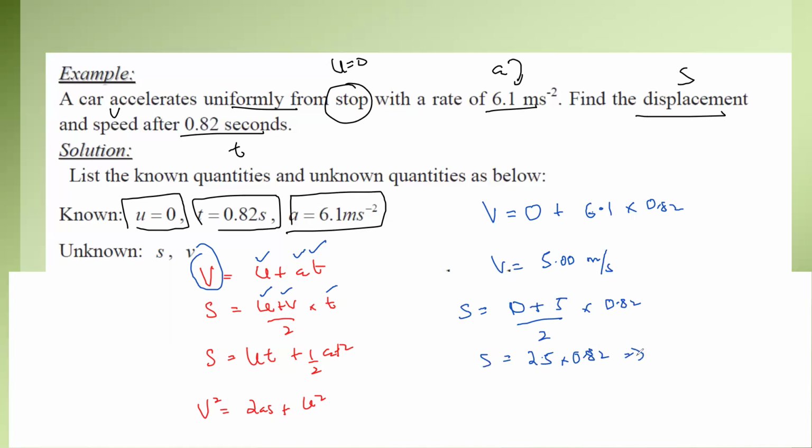That will give us the displacement. What's the answer for this? 2.5 times 0.82 is 2.05. So 2.05 meters. That is the displacement. Is this example clear? Yes, sir.